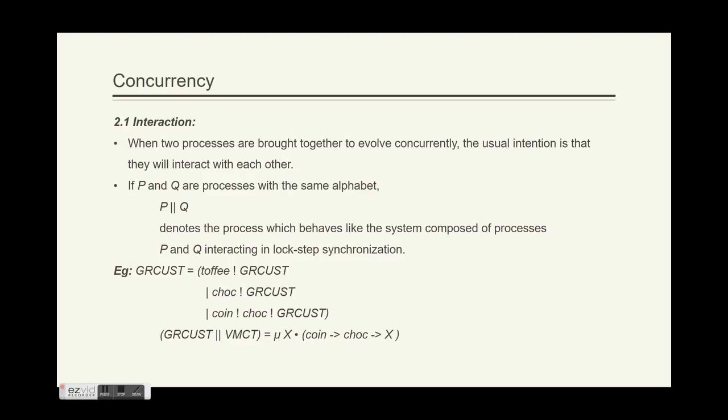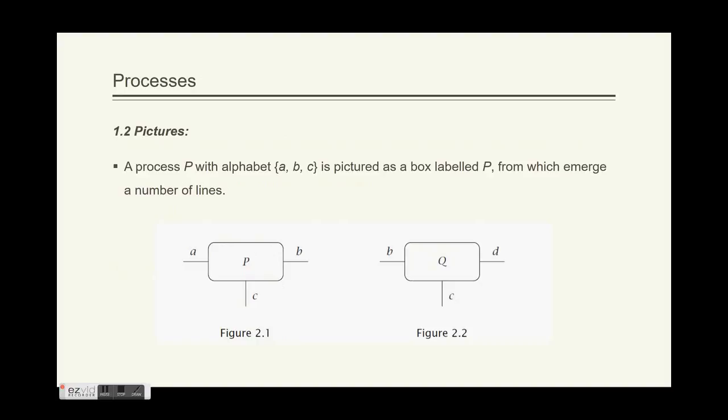So this is represented as the greedy customer concurrently interacting with the vending machine, and this is represented as a function of x: coin, and the sequence of events coin, chocolate, and the process going back to the same state.